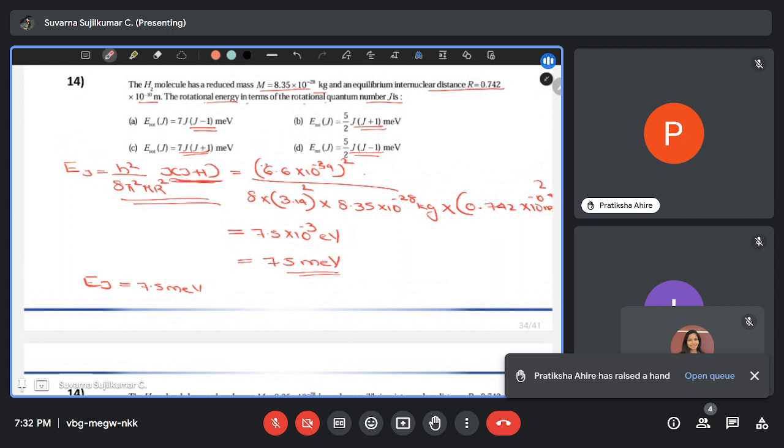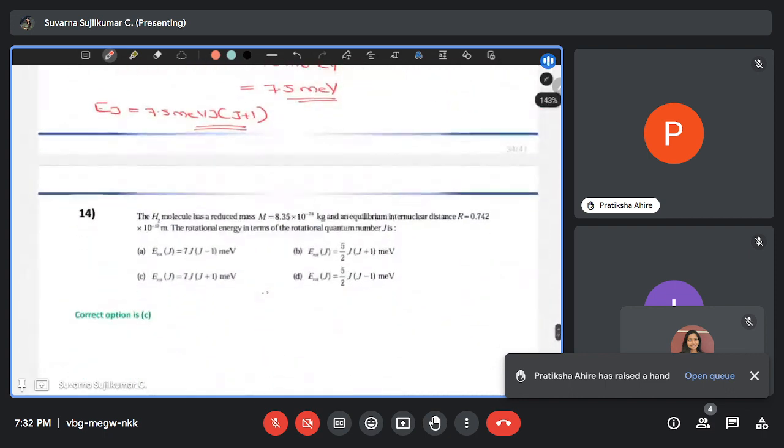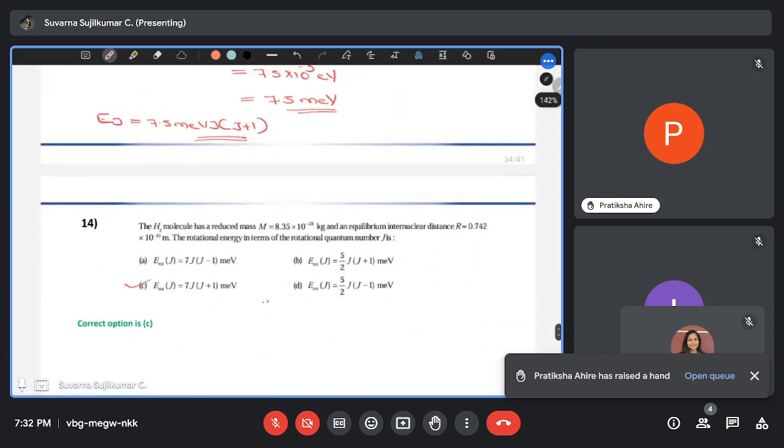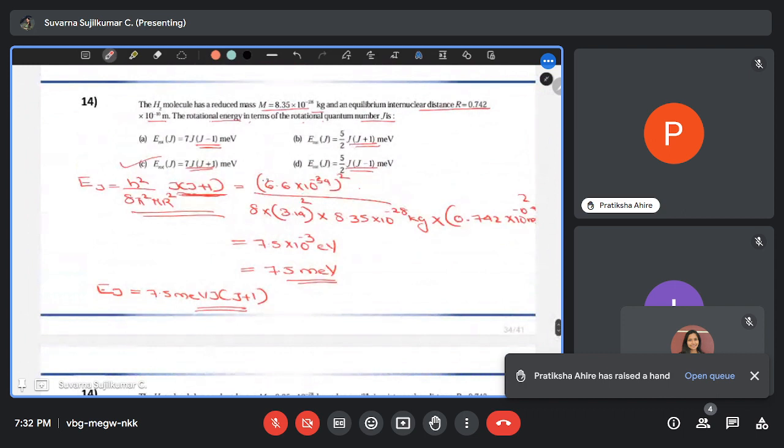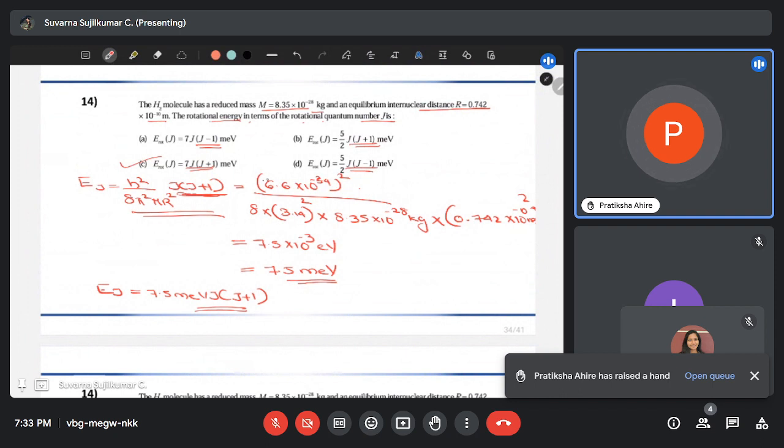We didn't care about J into J plus 1, since our answer options have that term as well. Among the options, C is the closest one, so we will go with that. So the answer is C. Clear? We only have to know two equations: the equation for moment of inertia as well as the equation for the rotational energy.